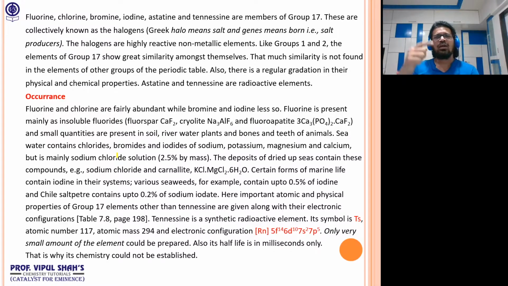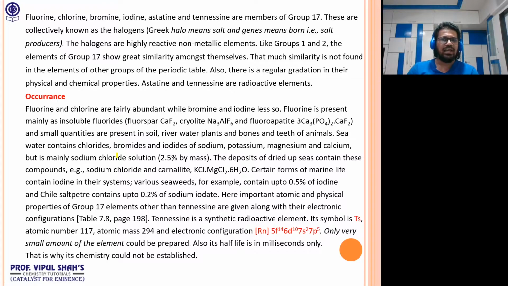Now important, atomic number wise. How do we remember the atomic numbers? Please write down on a paper: F, Cl, Br, I. Then astatine is a capital A and a T, and tennessine is a capital T and a small s. Now as usual, atomic numbers we know: hydrogen, helium, lithium, beryllium, boron, carbon, nitrogen, oxygen, fluorine.